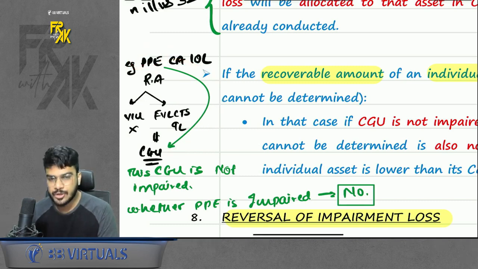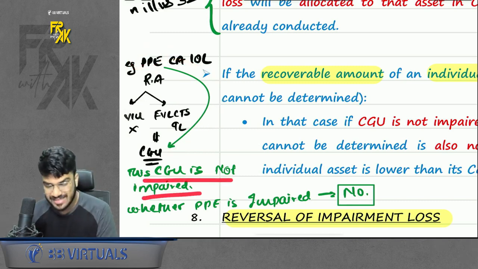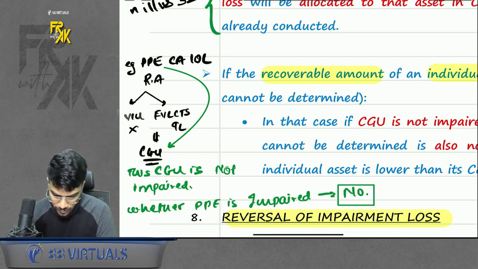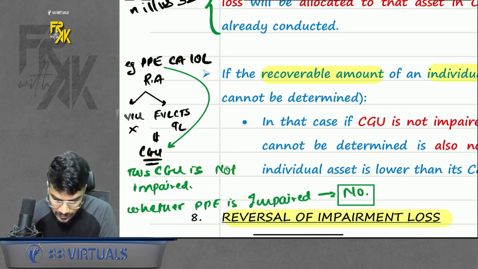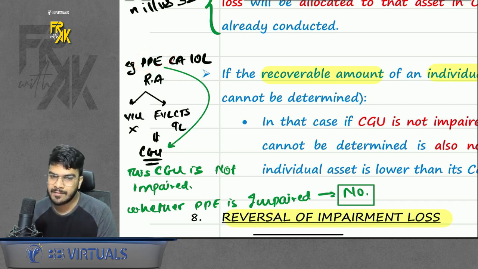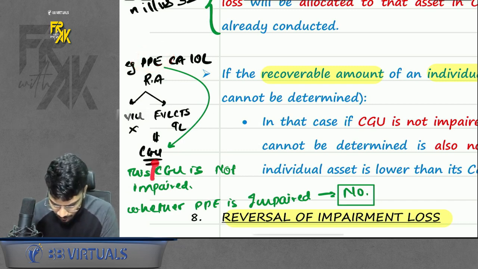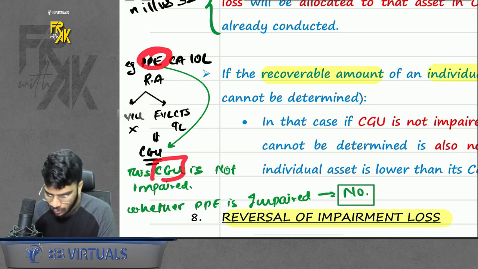And in this case, this PPE has to be allocated to the CGU. Now, if the question says that the CGU is not impaired, and it asks you whether the PPE will be impaired or not, if the CGU to which this PPE was allocated is not impaired, your answer will be no, sir. If the CGU is not impaired, then this PPE also will not be impaired.